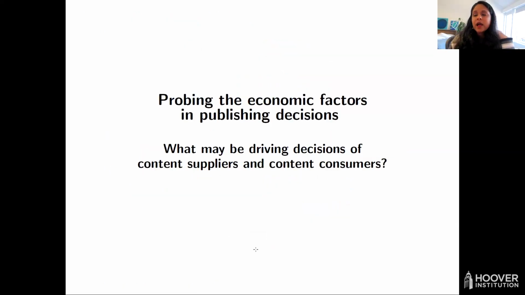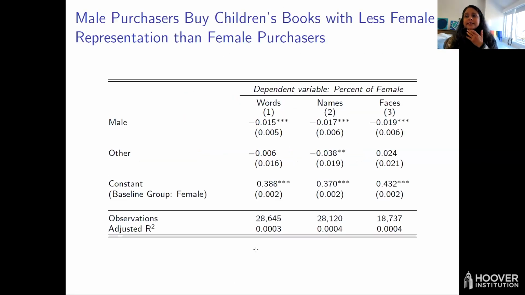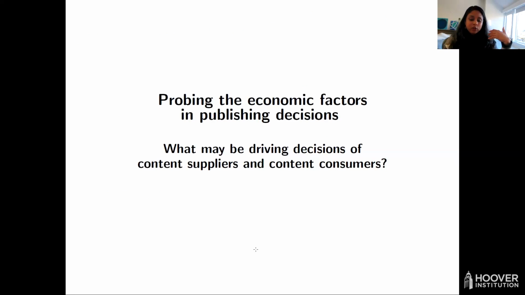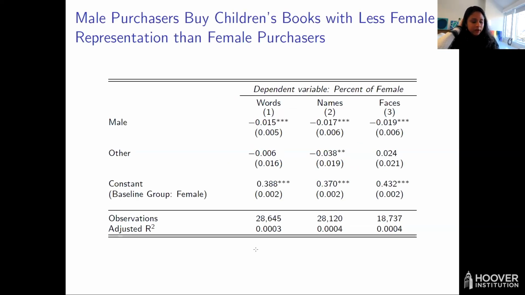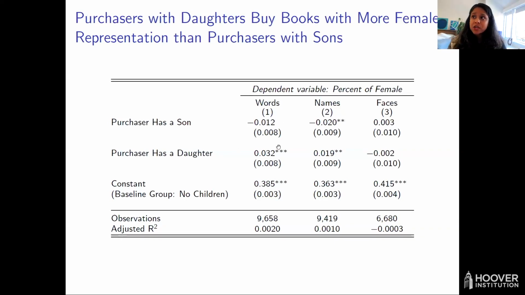And then finally, we'll end by thinking about what might be driving the supply of different representation, or the demand for representation, or the patterns that we see. Drawing from that Numerator data that we mentioned earlier, that we got from the Kilts Center, what we see is that male purchasers are more likely to buy children's books with less female representation. So whether it's words or names or faces, people with daughters are more likely to purchase books with more female representation.